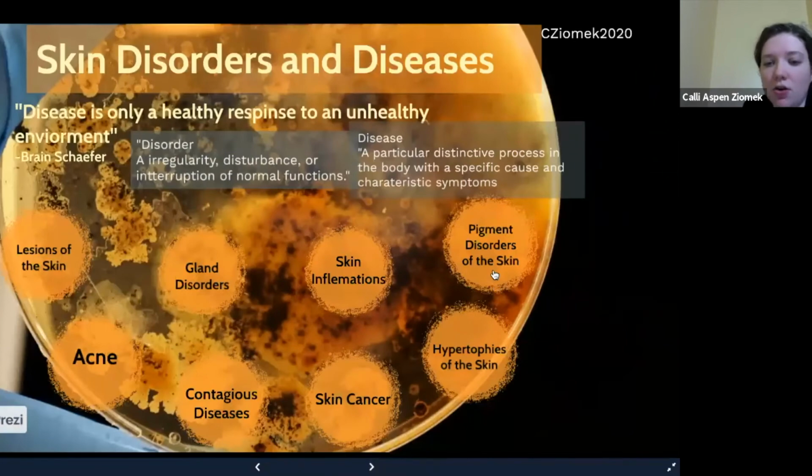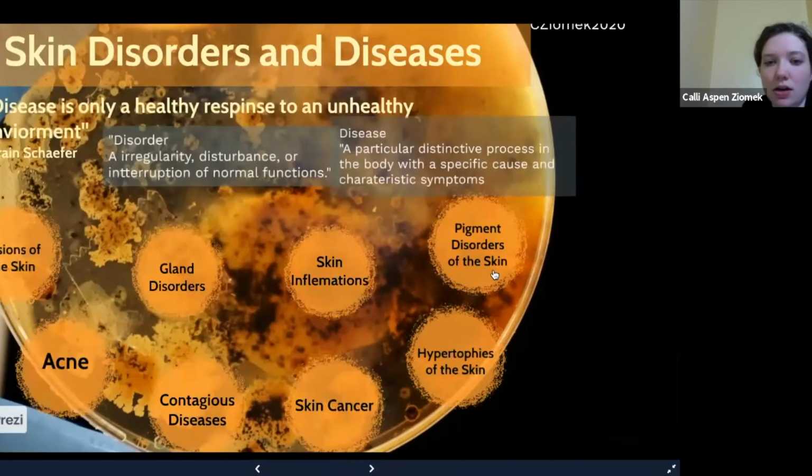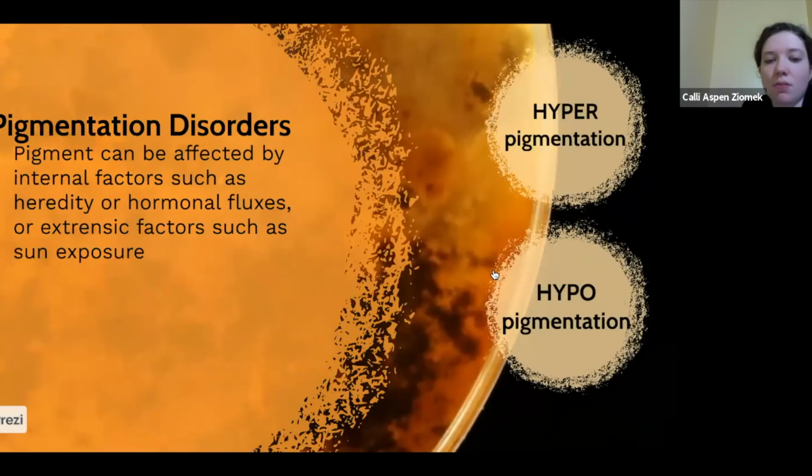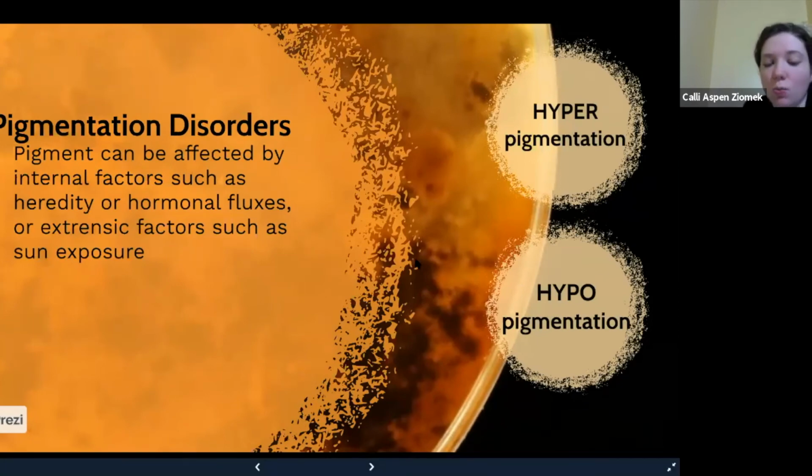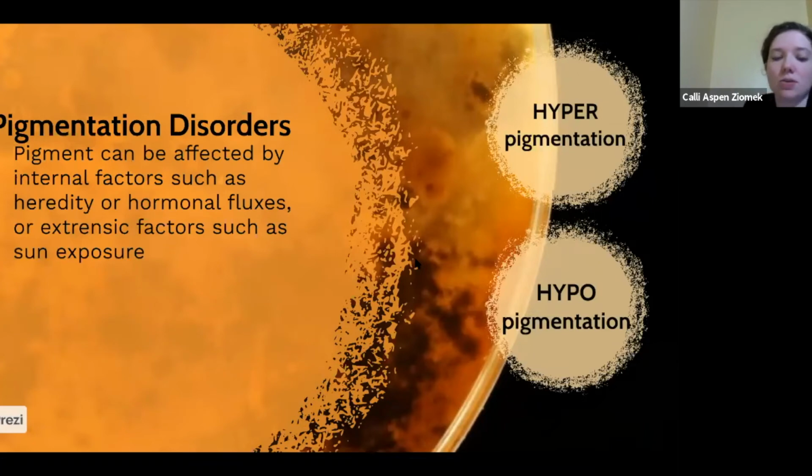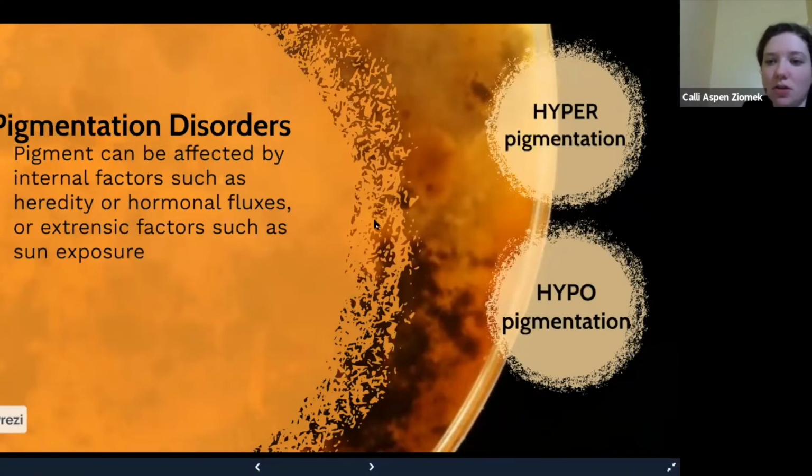Then you have your pigment disorders of the skin. Pigment can be affected by internal factors such as hereditary or hormonal fluxes, as well as extrinsic factors, so outside factors, such as sun exposure. So you have your hyperpigmentation, which means an excessive amount of pigmentation, and your hypopigmentation, which is a lack of pigmentation. Is everybody tracking so far?